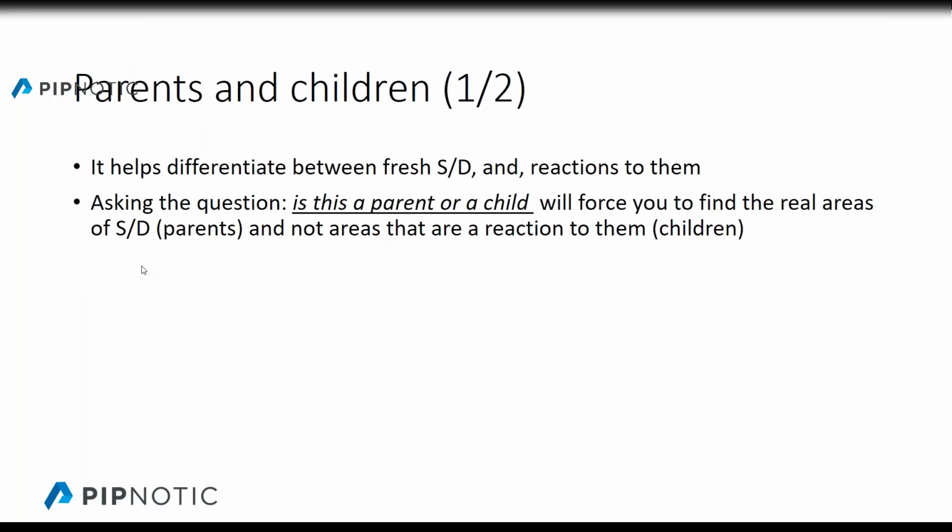Then we have the concept of parents and children. And the reason I use the term parents and children is because it tells us there is a relationship. Parents and children are related to one another, so supply and demand, parents and children, supply and demand, they're also related to one another. And so it helps us differentiate between fresh supply and demand and reactions to them.